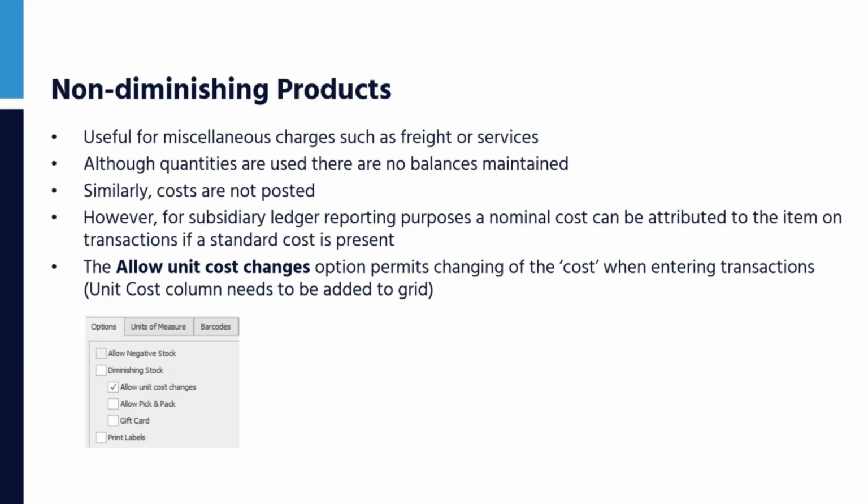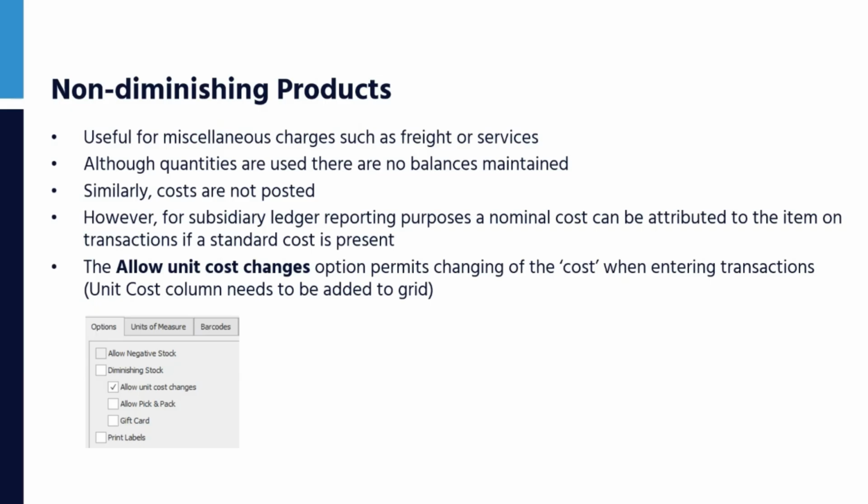And even though you're using quantities, there are no balances that are maintained. So there's no quantity or value stock postings that occur when you're using non-diminishing products. And you can attribute a nominal cost. So in the case of freight, for example, if you're going to charge $15 for freight and it's going to cost you $12, you can put $12 in when you allow unit cost changes, and then that way when you do your inventory ledger reporting, it will give you better profitability metrics than if you had a zero cost, which is the natural cost for a non-diminishing item.